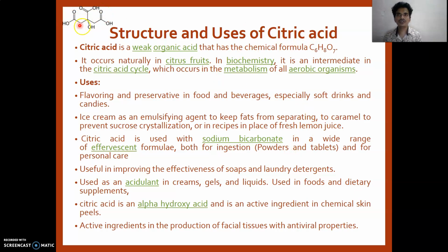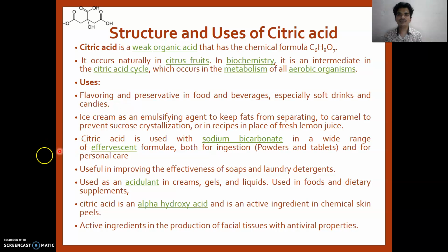So this is the structure of citric acid, containing the C=O, OH group here in this way, in three combinations with one single carbon atom. Citric acid is a weak organic acid that has the chemical formula C6H8O7. It occurs naturally in citrus fruits. In biochemistry, it is an intermediate in the citric acid cycle, which occurs metabolically in all aerobic organisms.